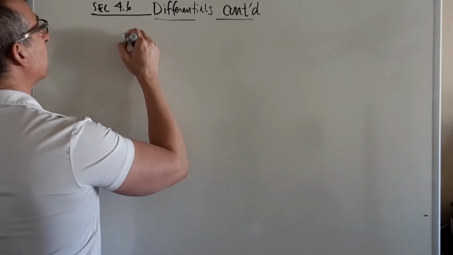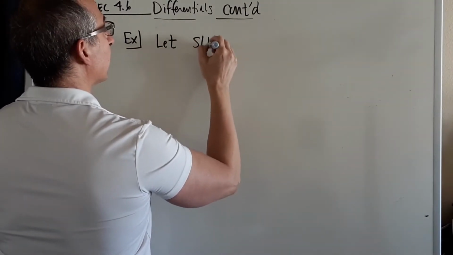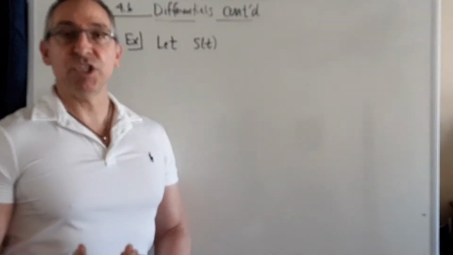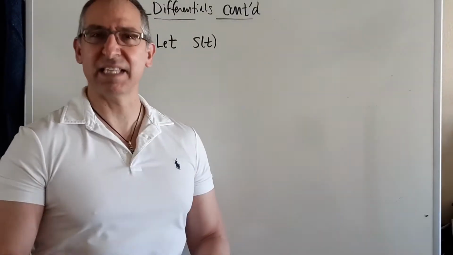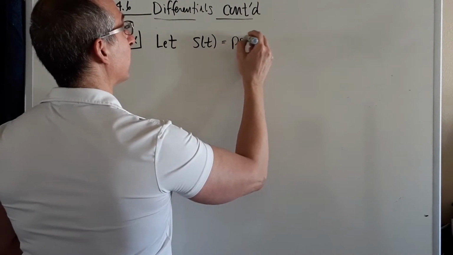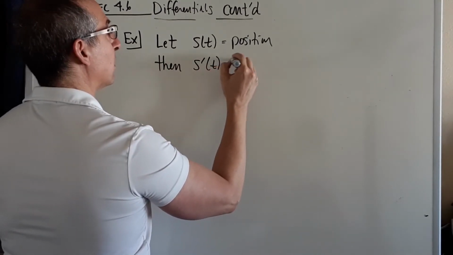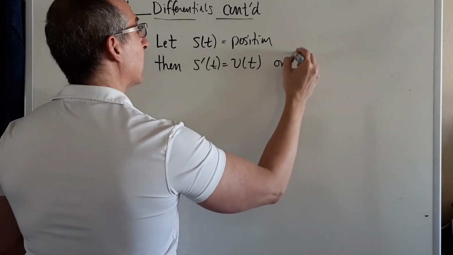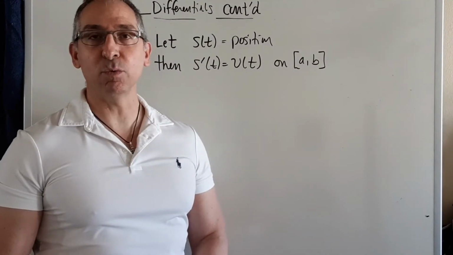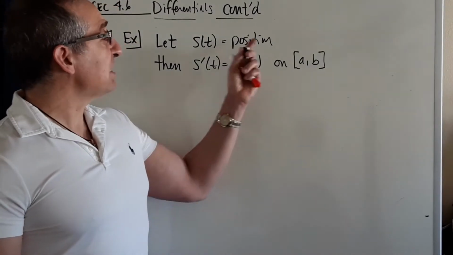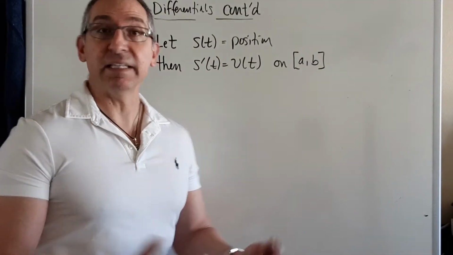Again, consider the following. Let s of t be the position of an object moving in a straight line. Thinking back to the work that we did back in section 3.6, I think it was. Let's suppose that we have a specific time interval, we'll say time equals a to b. So s of t is the position of an object moving over a straight line over a specific time interval. This is its velocity, and let's say that graphically it looks something like this.